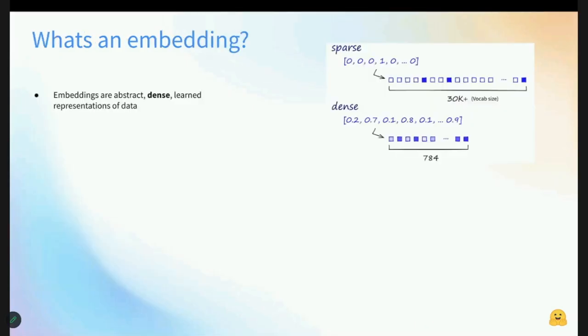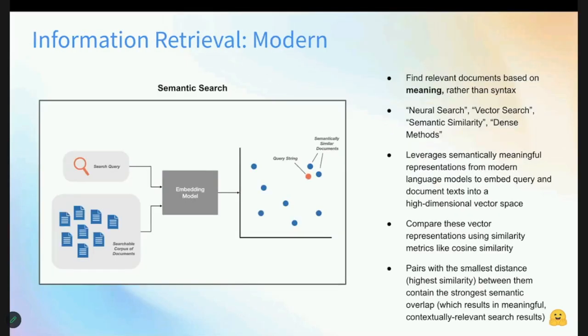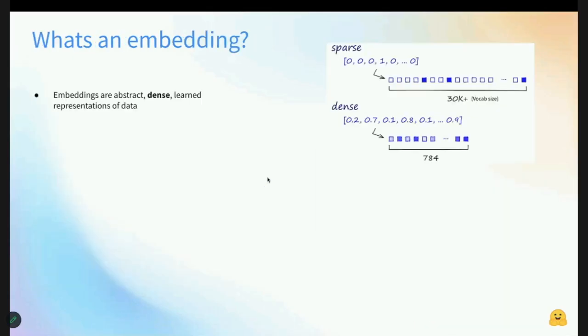And so the natural next question is, what is this embedding model? How does it produce these semantically meaningful vectors? That's where we need to look at what an embedding is. Embeddings are those dense vectors, those semantic representations, and they're abstract, so they're not really interpretable by humans directly. They're learned and they're dense.